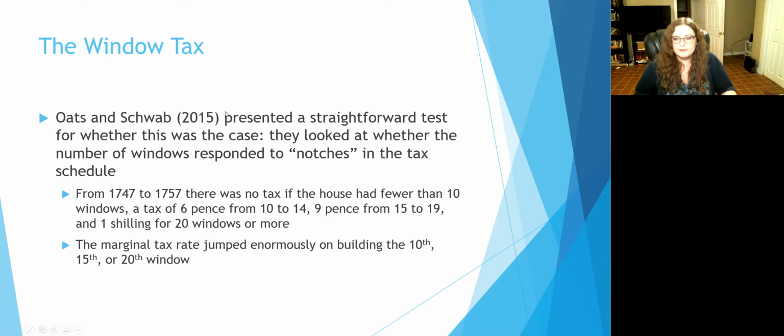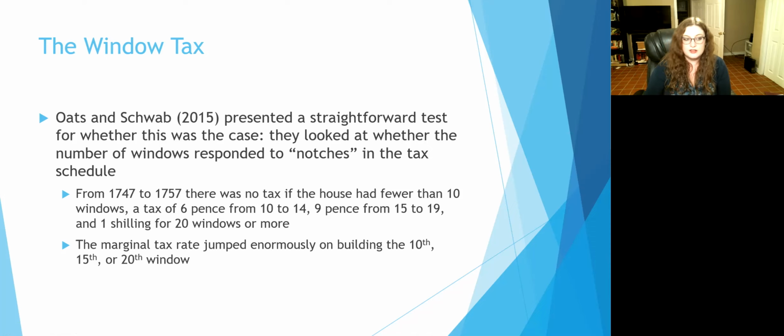So Oates and Schwab presented a straightforward test for whether this was the case. They looked at whether the number of windows responded to the notches. So there was this tax schedule, right? Between the years 1747 and 1757, there was no tax if your house had fewer than 10 windows. Fewer than 10 windows, you're obviously a broke person, so no tax for you. Okay, then if you had between 10 and 14 windows, you'd get a tax of 6 pence. That's actually not a lot of money, but back then that was a lot of money.